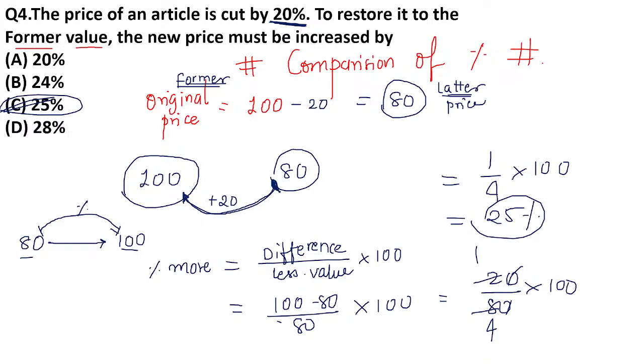Is everyone clear with this? Madhukar, no, not 20%. 25% is the correct answer. Chandan, no, not 20%. 25% is the correct answer. Is everyone clear with this?